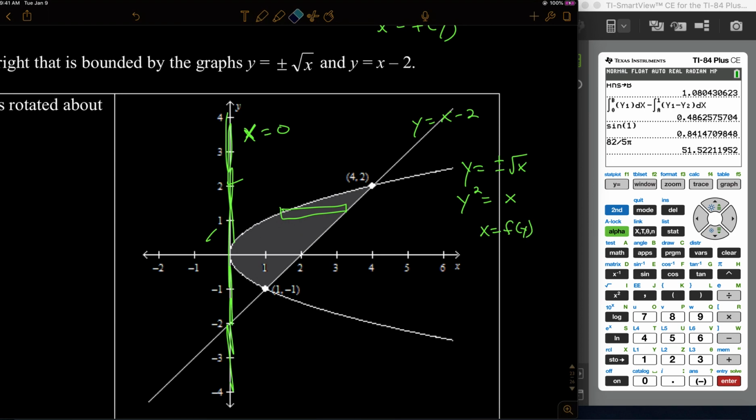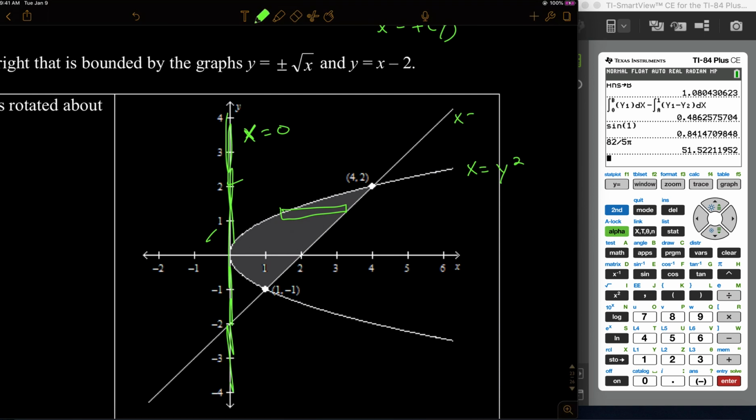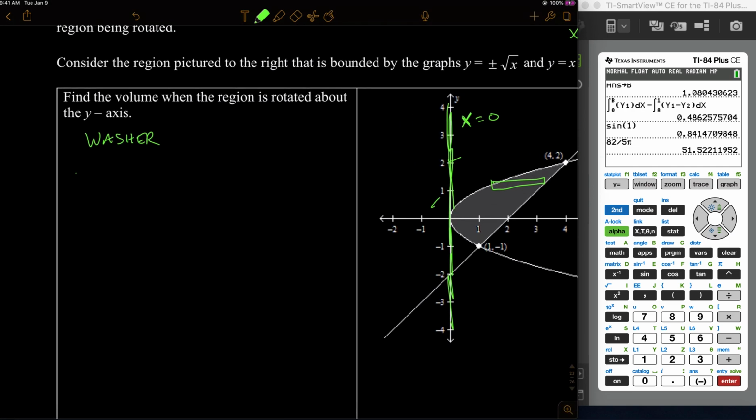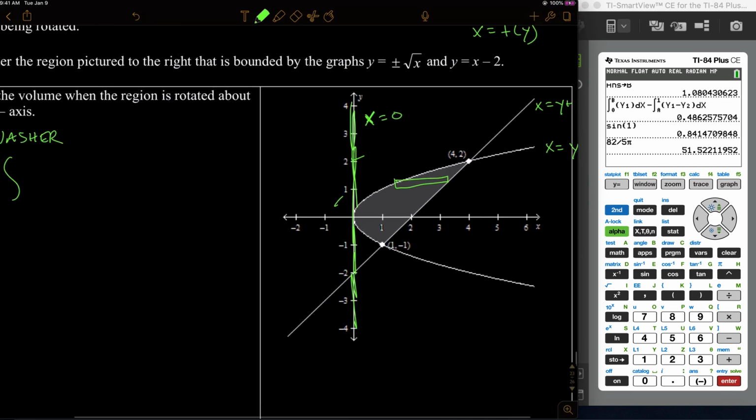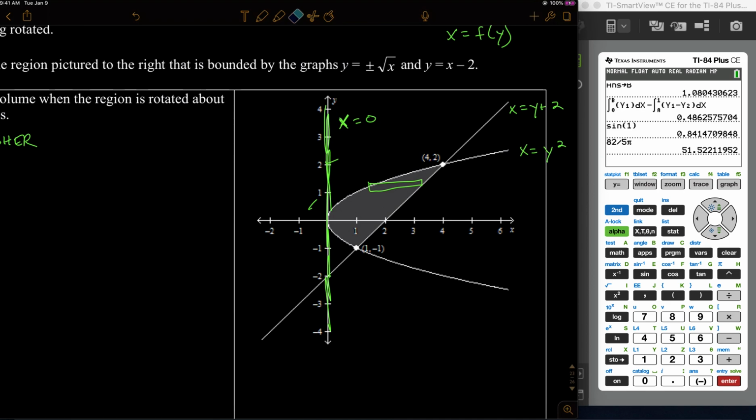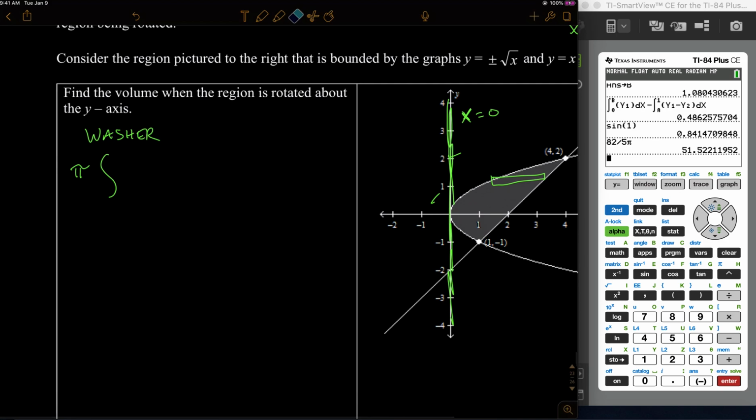So let me clean this up all over here. We're going to call this curve x equals y squared. And if we solve this one for x, it's going to be x equals y plus 2. All right, so our washer method says we're going to go pi, and we're integrating from, let's see, a y value of -1 up to a y value of 2.